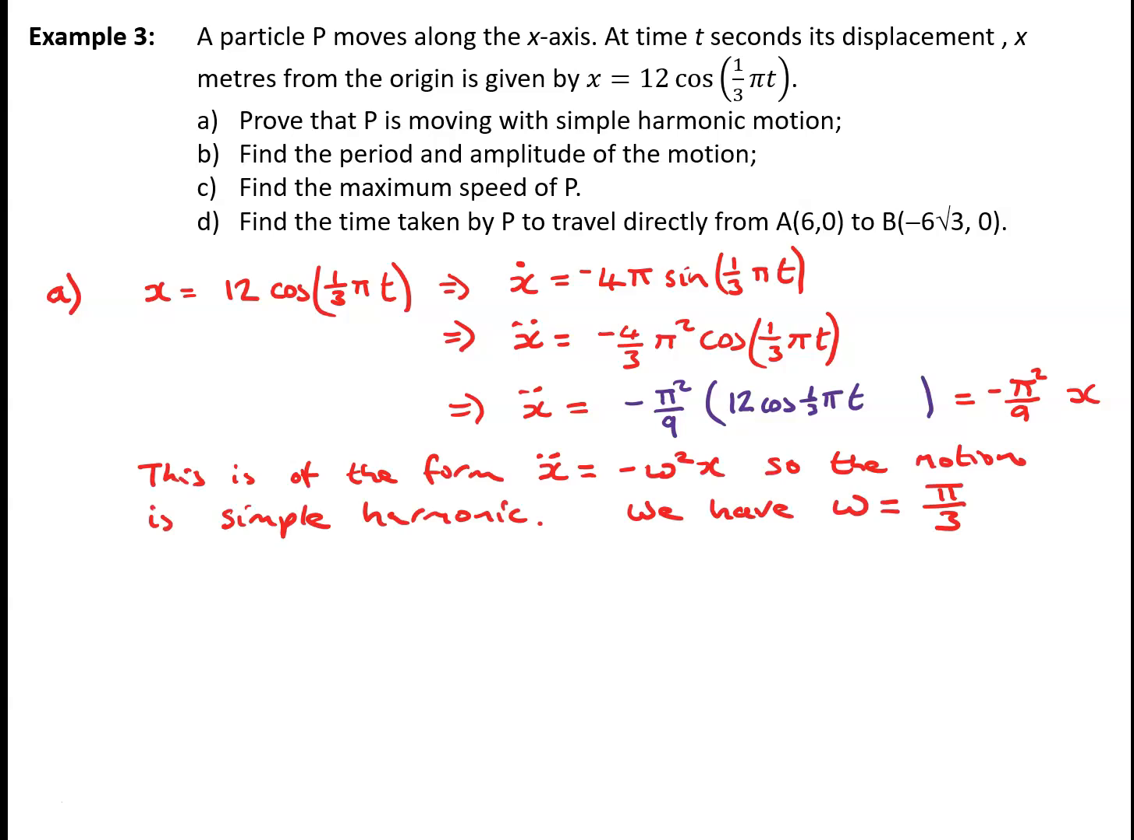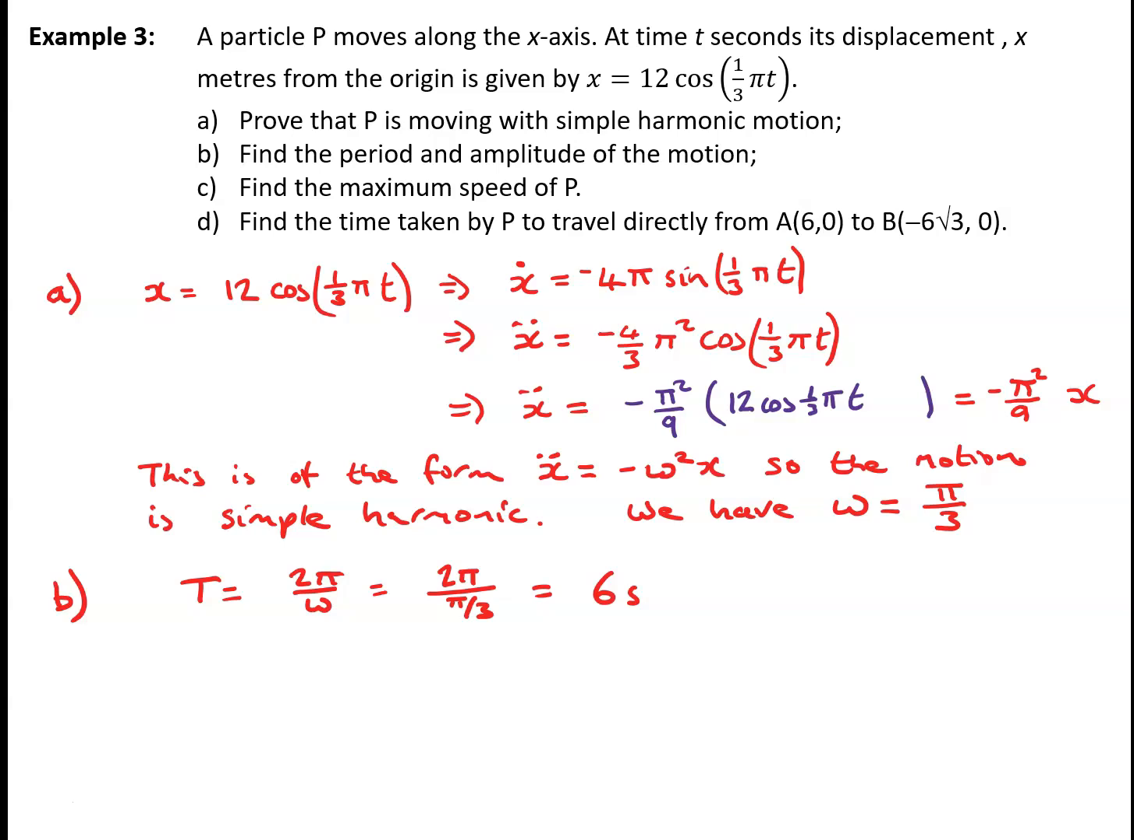So we have the equation of motion is of the form x double dot equals minus omega squared x. So the motion is simple harmonic motion with omega equals pi by 3. The period, therefore, is 2 pi over omega, which is 2 pi divided by pi by 3, which is 6 seconds.